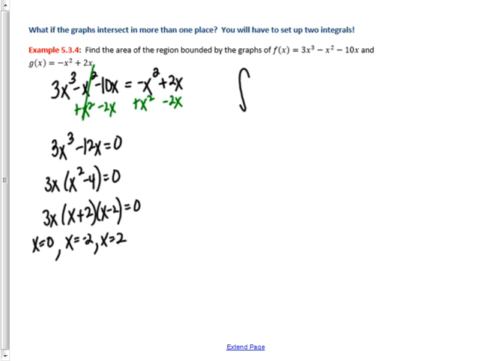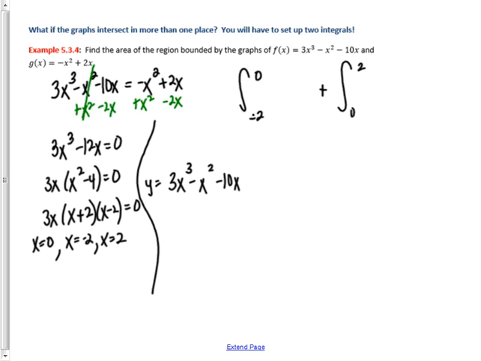So it tells me I have two integrals. I go from -2 to 0, top minus bottom, and from 0 to 2, top minus bottom. So I've got to fill in both of those. Got to figure out which graph is on top. Okay. So one is 3x cubed minus x squared minus 10x. And I'm going to have to erase all this to give myself some room. And the other one is -x squared plus 2x.